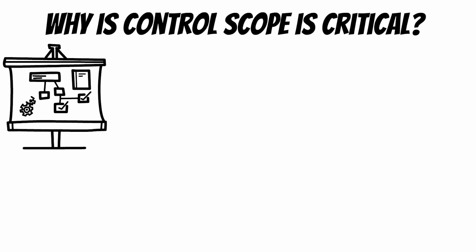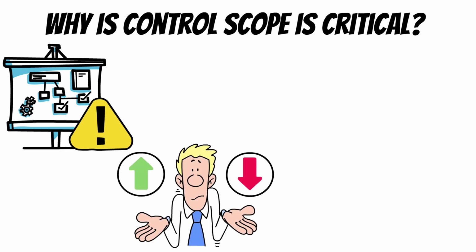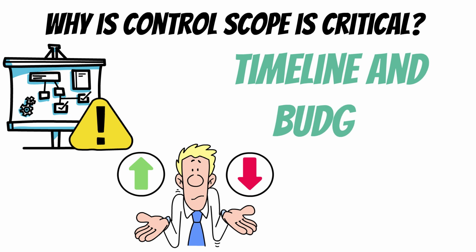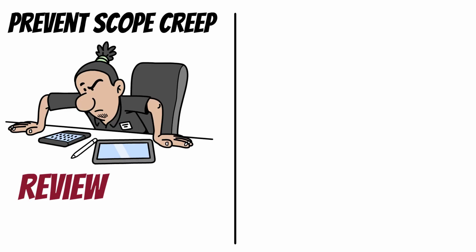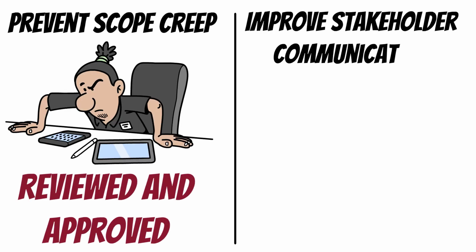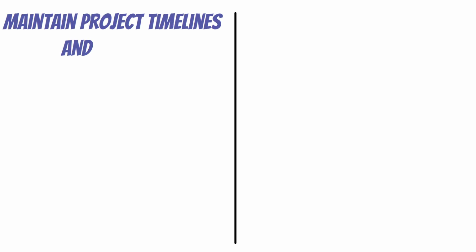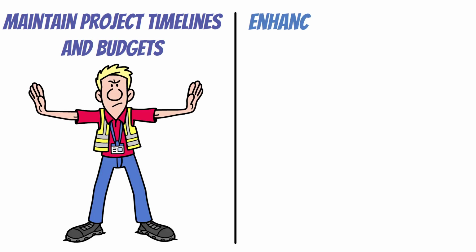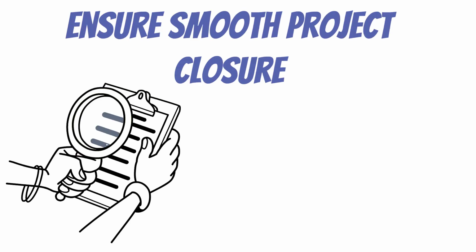So, why is control scope critical? Without scope control, projects can spiral out of control. A little change here, a small addition there, and suddenly your project timeline and budget are blown to pieces. When done right, control scope helps prevent scope creep by ensuring every change is properly reviewed and approved. It improves stakeholder communication by clarifying what's included and what's not. It maintains project timelines and budgets by avoiding unnecessary work. It enhances project success rates by keeping work aligned with business objectives. And it ensures smooth project closure by confirming all scope elements are completed as planned.